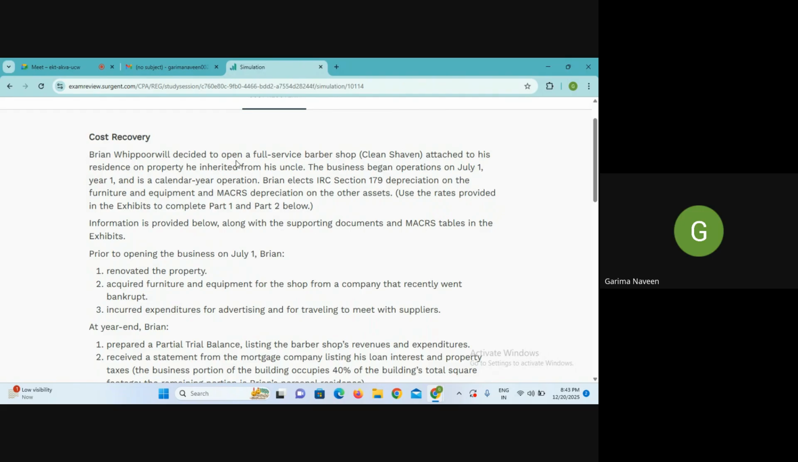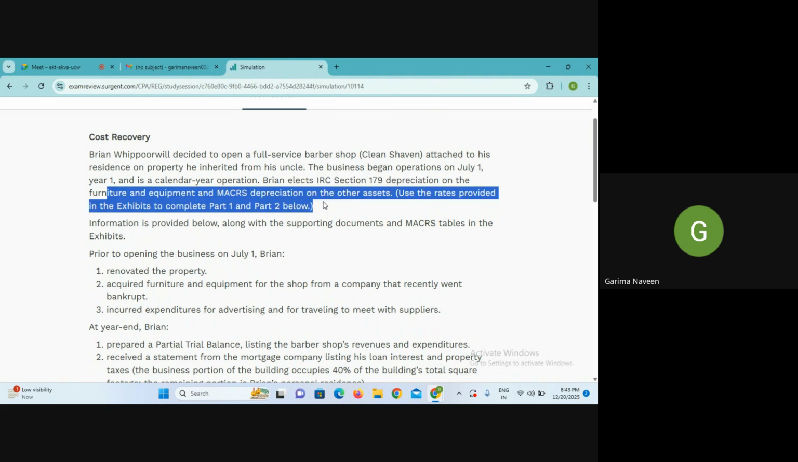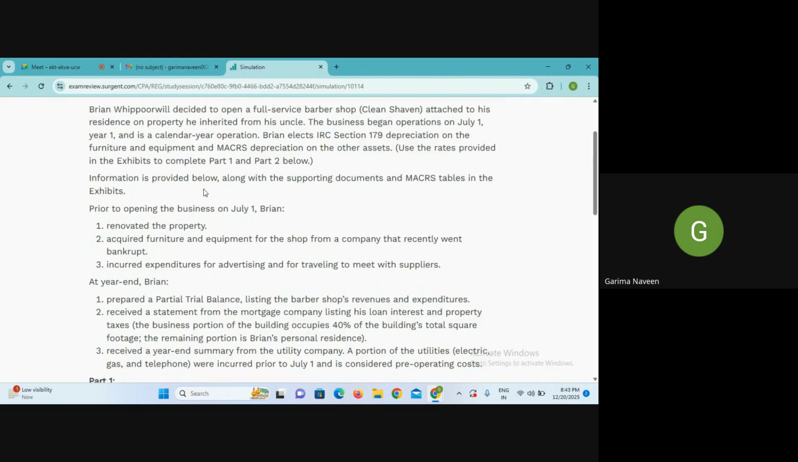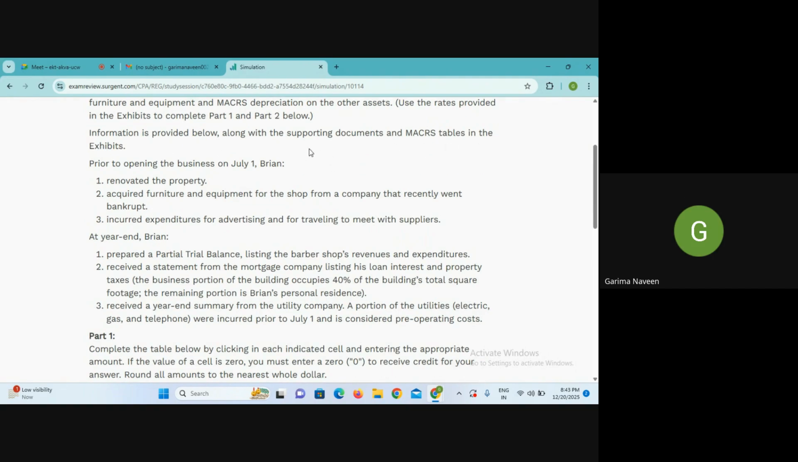Brian Whirlpool has decided to open a full-service barber shop. Operations begin on July 1st, and he is electing Section 179 depreciation on furniture and equipment, and MACRS depreciation on other assets. Information is provided below along with the supporting document.